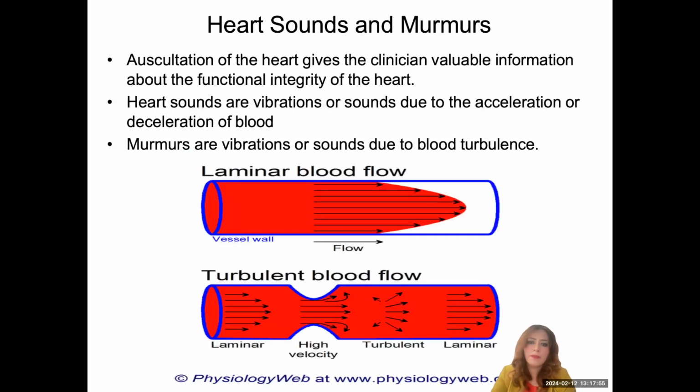Please look at them. Now, another thing: heart sounds and murmurs. Auscultation of the heart gives the clinician valuable information about the functional integrity of the heart. Heart sounds are vibrations or sounds due to the acceleration or deceleration of blood. Murmurs are vibrations or sounds due to blood turbulence.